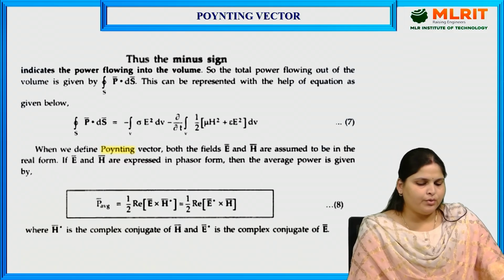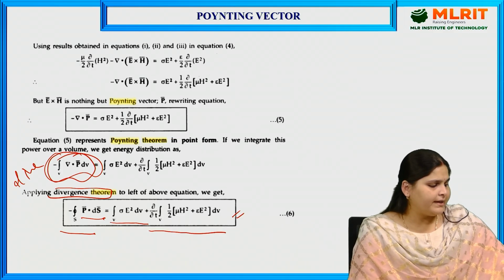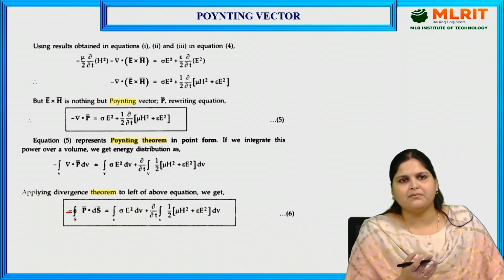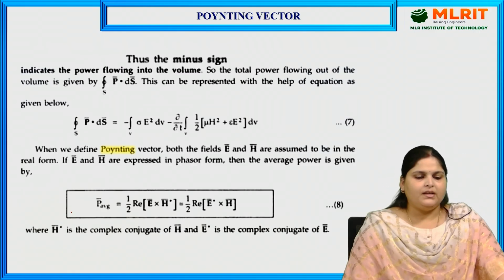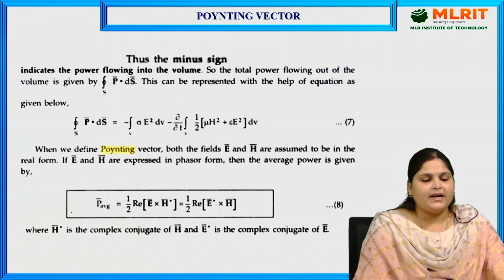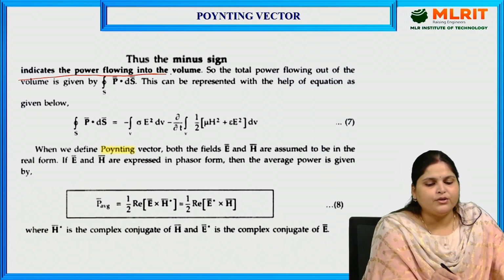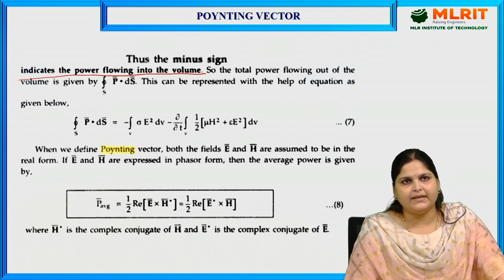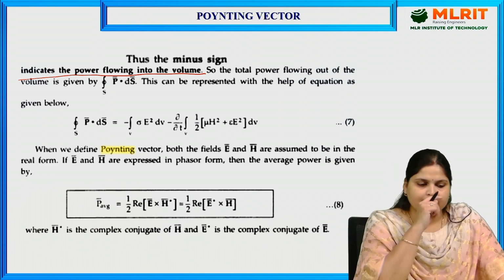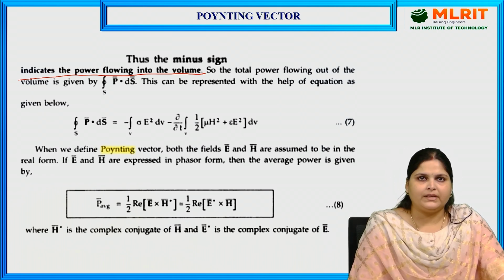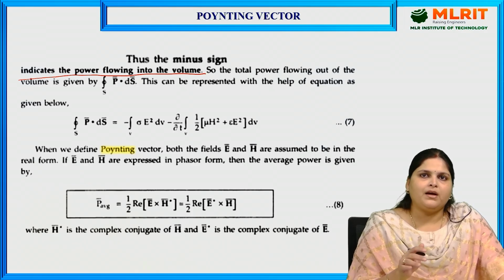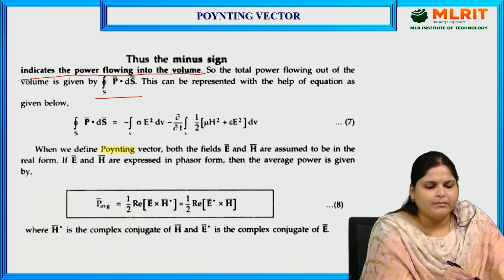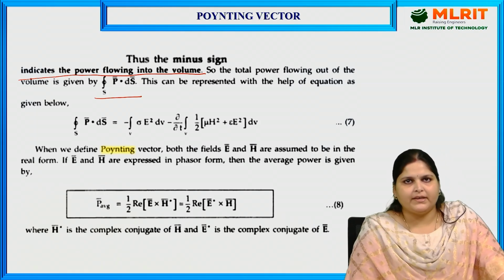Now if you notice, we are getting this equation with a minus sign. What is the meaning of that? This minus sign indicates that power is flowing into the volume. It is not coming out of the volume, right? So the total power flowing out of the volume is given by the positive integration of P·dS, right?